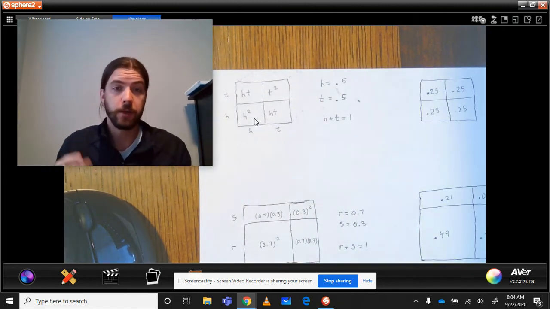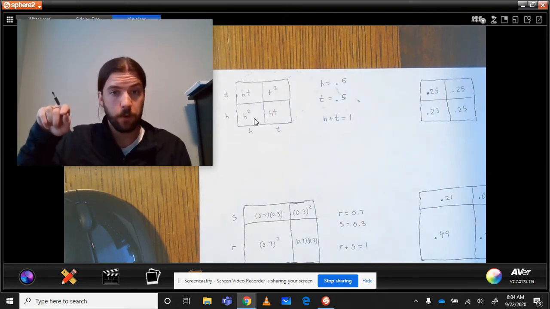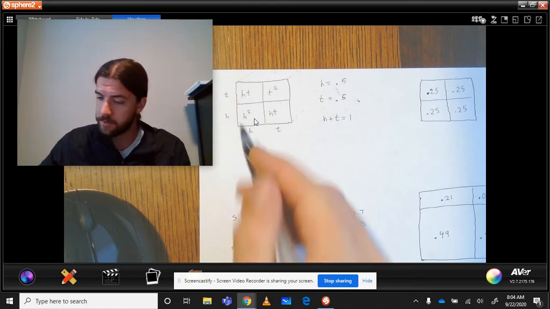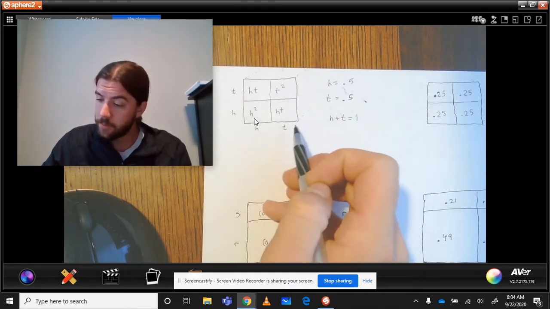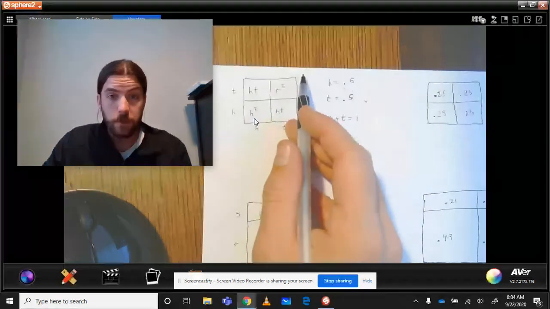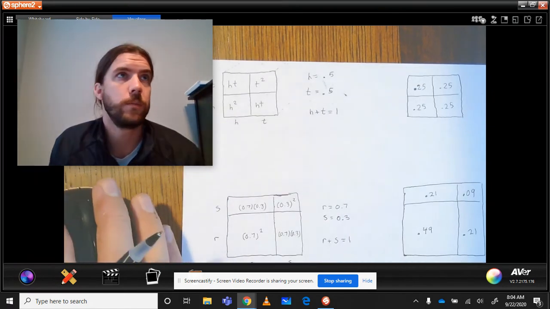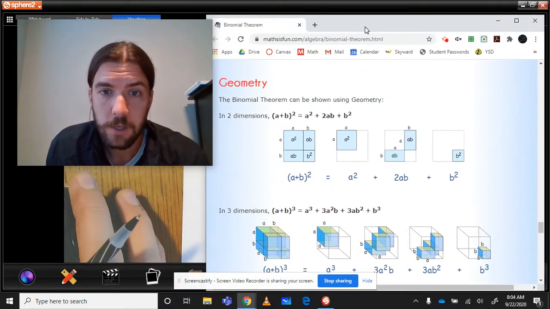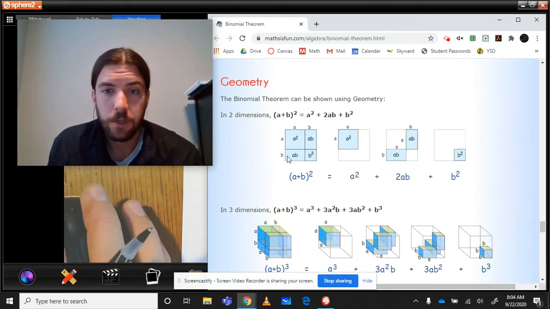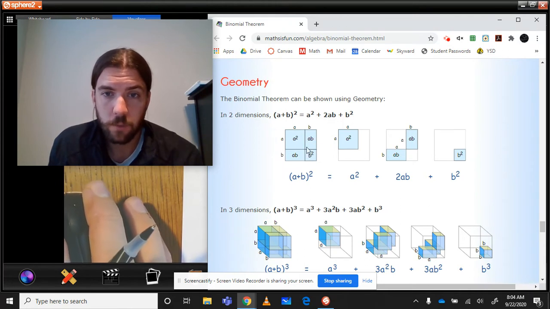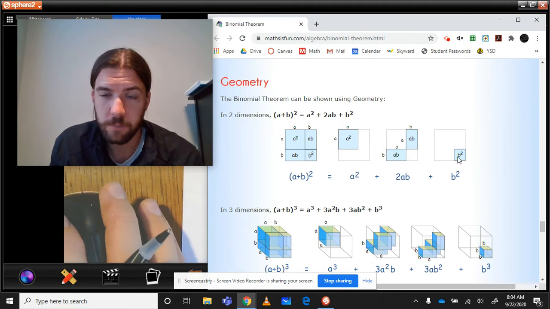But that would be multiplying the binomial H plus T times itself to the third power. Okay, so H plus T times H plus T to get a 2-dimensional area diagram. And then if you multiply by H plus T again, you get a 3-dimensional volume. Let me show you a picture of that so that makes a little more sense if it doesn't. So if we're doing A plus B, not heads and tails, but just A plus B, you get A squared, B squared, AB, AB. Okay, so you get A squared, 2 ABs, and B squared.